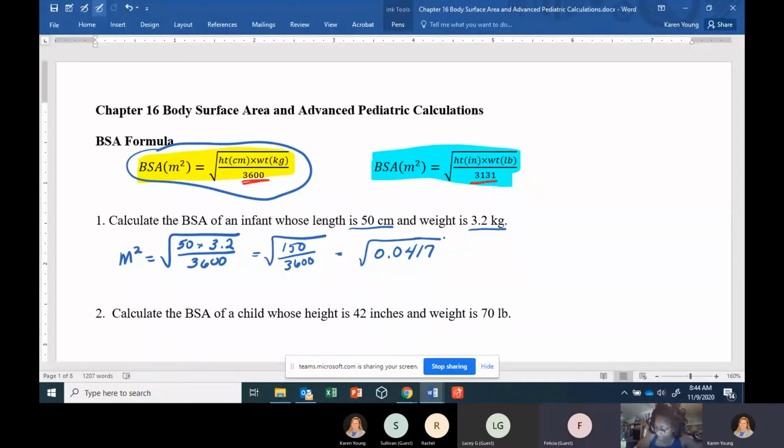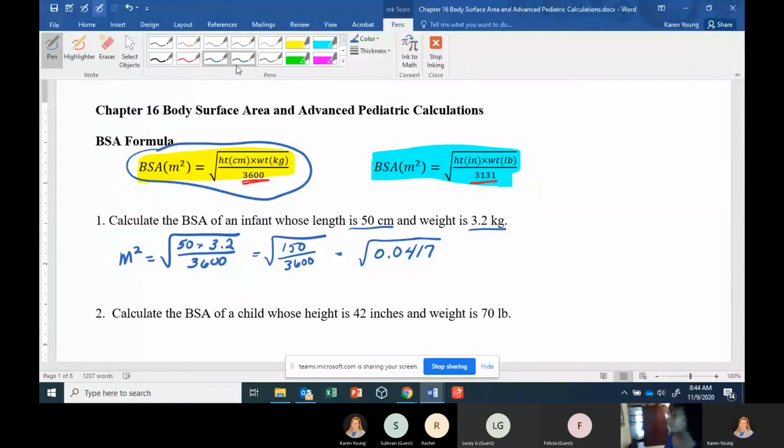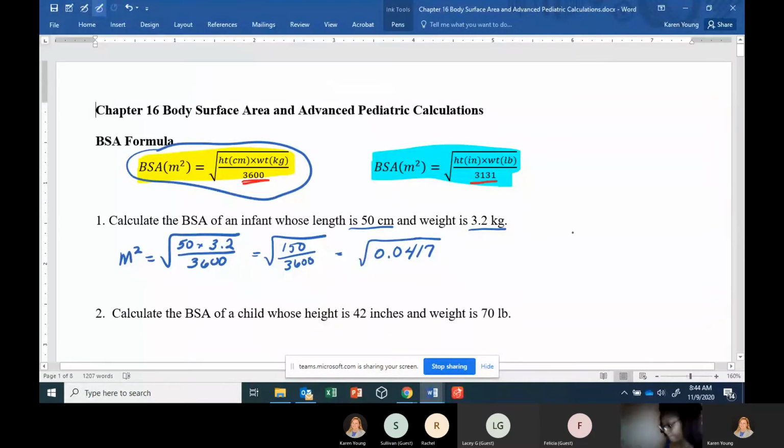Now, if you have an iPhone and don't have a calculator, it's got a square root button. If you take your iPhone and turn it sideways, you should have a square root key. To put it in your iPhone, you're going to do the 0.0417 and then hit your square root key. And I think it's square root of X.